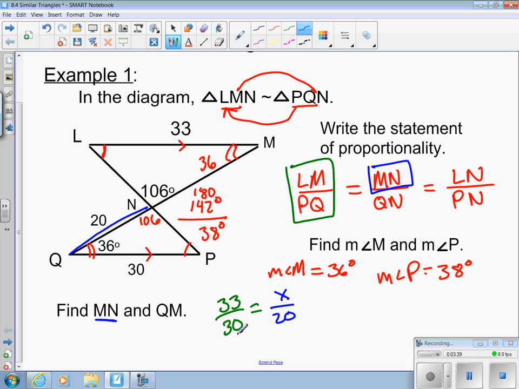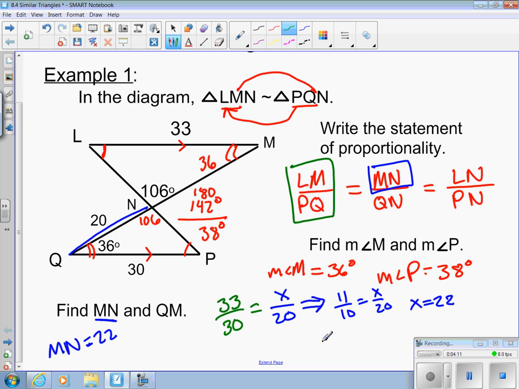Once again, you could reduce this down ahead of time to make it easier. Change this problem into divide by 3. You get 11/10 equals x over 20. Now if we multiply and divide, you're going to get x equals 22, which means x is not what we're looking for, but the length of MN is 22.